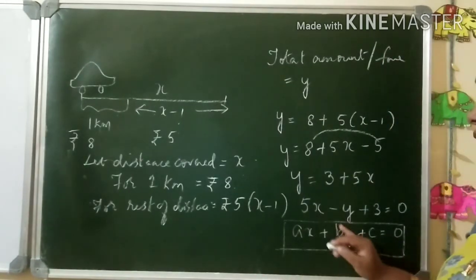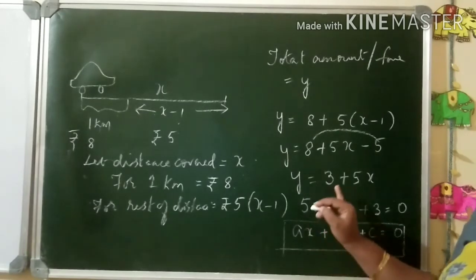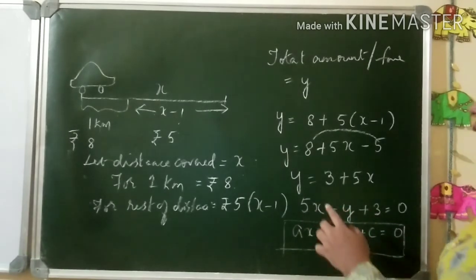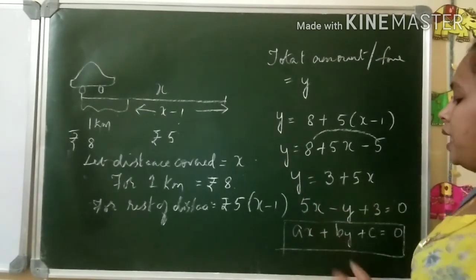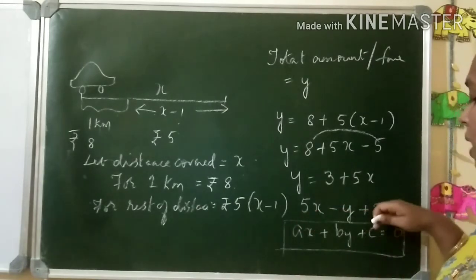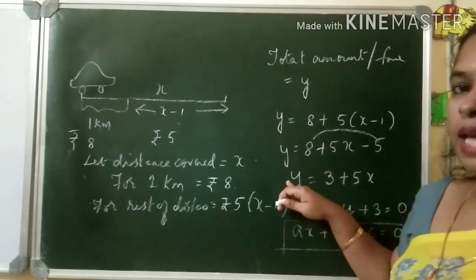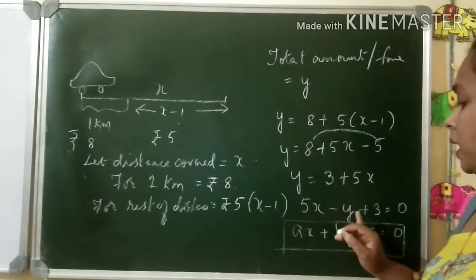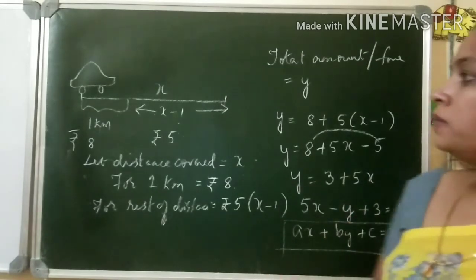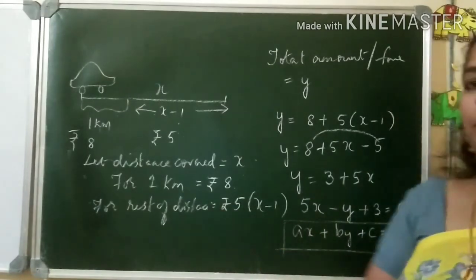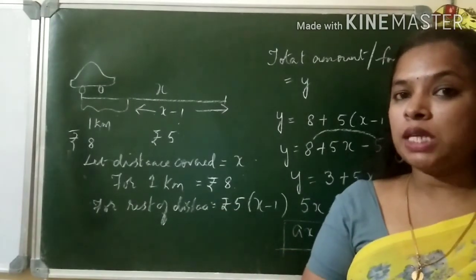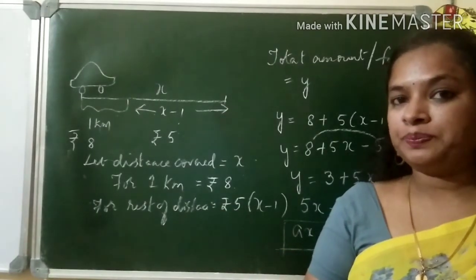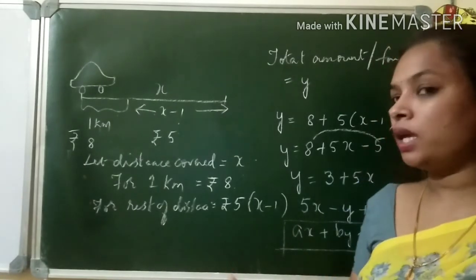I hope you have understood why I have taken the minus sign here. Actually here it is 3 plus 5x. 5x and 3 remain here. Y is on the other side, so we are going to bring it from the left hand side, so it is with a negative sign. Now I hope children you have understood. Next we will see another type of problem. Okay, so you can just make a note of it.